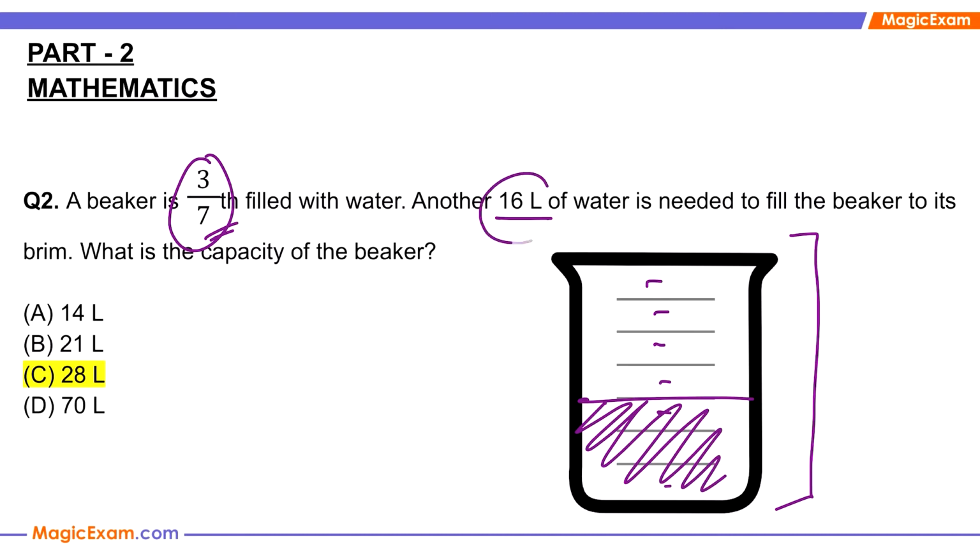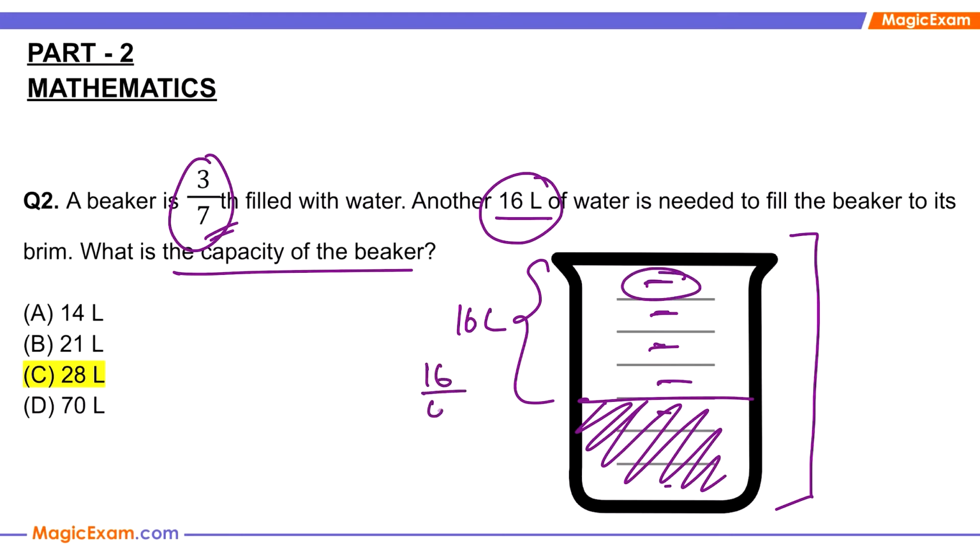And another 16 liters of water is needed to fill the rest of the beaker. So this part will require another 16 liters. And we are being asked what is the capacity of the beaker. If these 4 parts need 16 liters to fill up, the volume of each part will be 16 divided by 4, which is 4 liters.